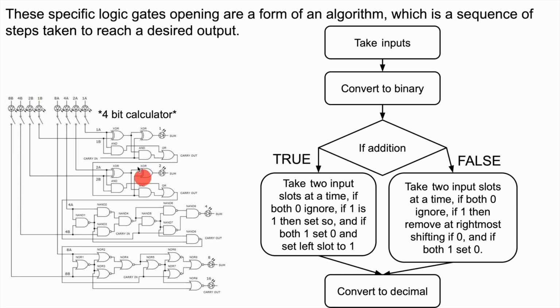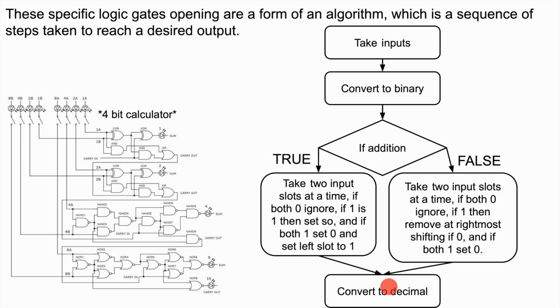And these kind of calculators with a bunch of logic gates, they run algorithms, which take inputs, they convert it to binary. If it's addition, they do one thing. If it's not addition, they do another, and they convert back to a decimal to represent to us. An algorithm is any sequence of steps taken to reach a desired output. And with all our logic gates and all our prior knowledge, we can now take numbers and get numbers back.